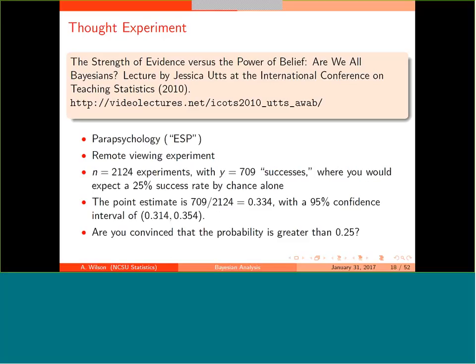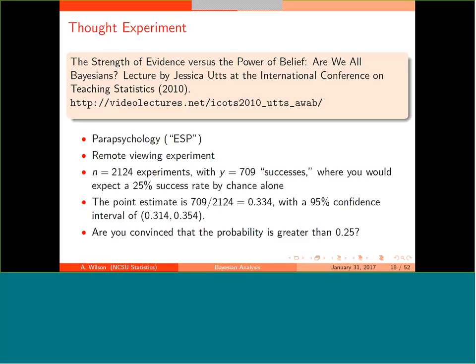Okay, so let me do something to make this a little concrete, because I admit that if you aren't someone who does these analyses routinely, that was probably a little bit abstract. And so I'm going to set up a thought experiment for you to think about. And this is going to really illustrate the idea of prior and posterior.